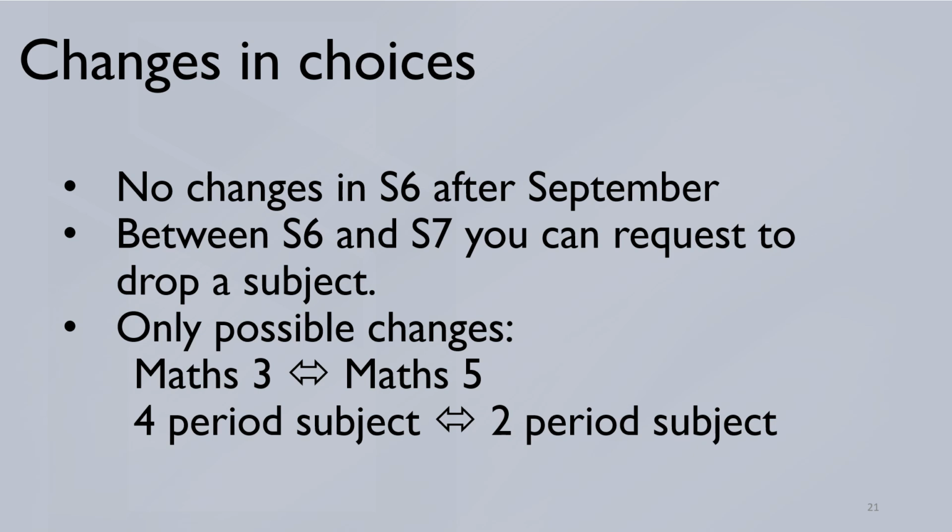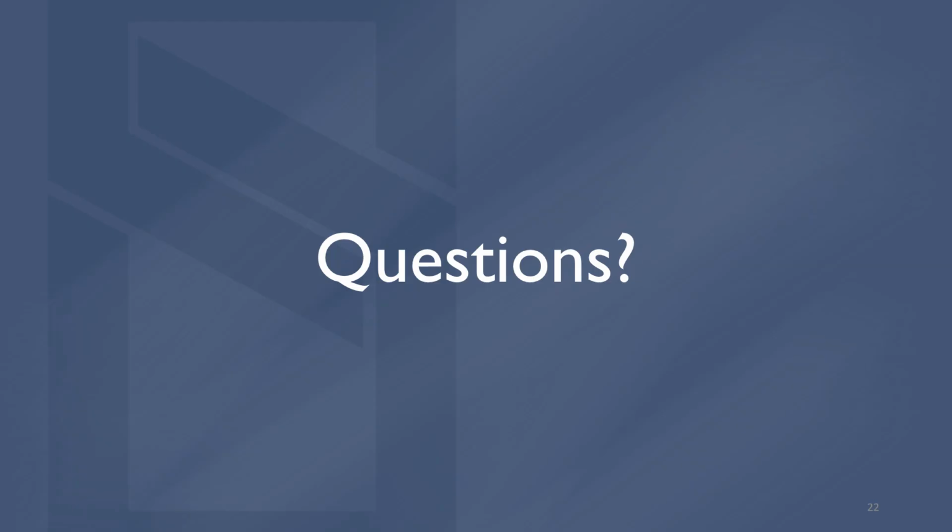At that time, you may request to drop a subject or to upgrade or downgrade your mathematics or 2-period and 4-period subjects. However, your subject selection must still comply with the required number of periods and the regulations for the final exams. If you have any questions, please don't hesitate to contact the cycle coordinator, the orientation team, or your teachers. Also, check the booklet on the school's website, where you can find more details about the system and the courses.